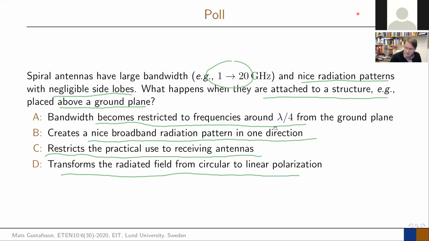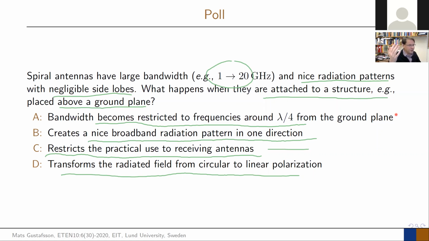C is correct. So in the C case of this, I will have to stop this once so you can see them. In the C case of this, you have that you restrict it to only receiving antennas. That's actually true. Almost all use of this spiral antenna is as a receiving antenna. It's incredibly hard to make a transmitting antenna out of it. And that is due to this, that you need to attach it to something. As an antenna floating in free space, it's a perfect antenna.